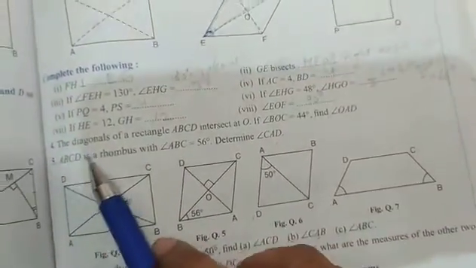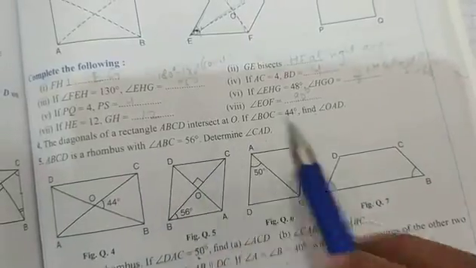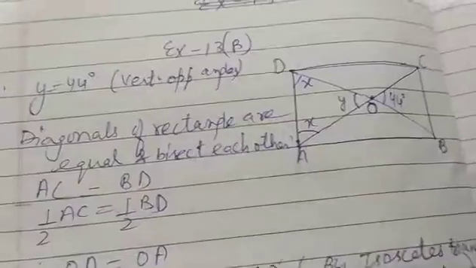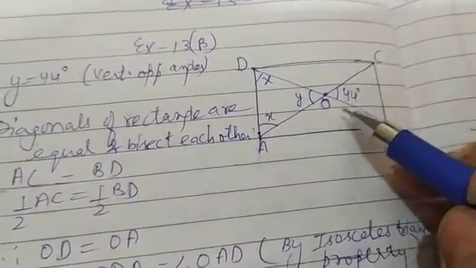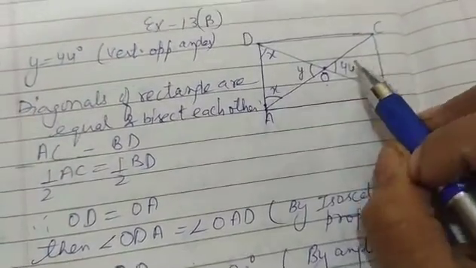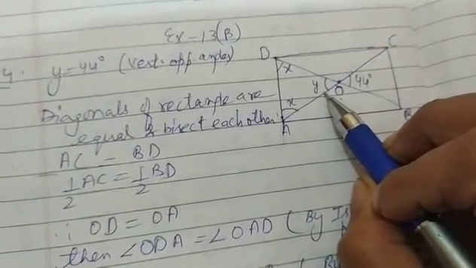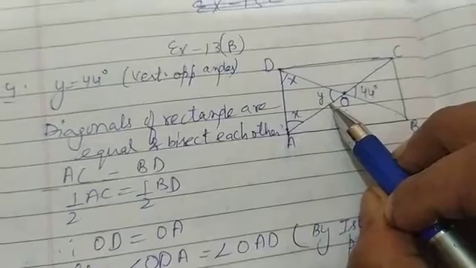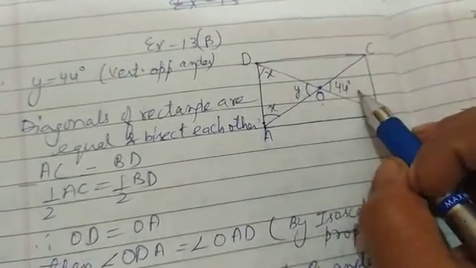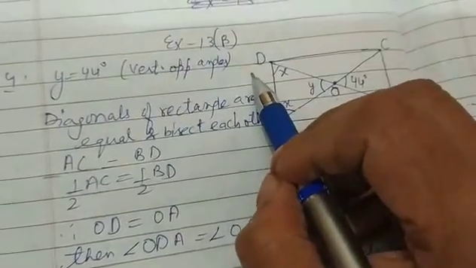Next question, fourth. The diagonals of rectangle ABCD intersect at O. If angle BOC is 44, find angle OAD. See, diagonals bisect each other at O. This angle is given as 44 degrees. So just write here Y and write here X. These are vertically opposite angles. Y is 44, vertically opposite angles.